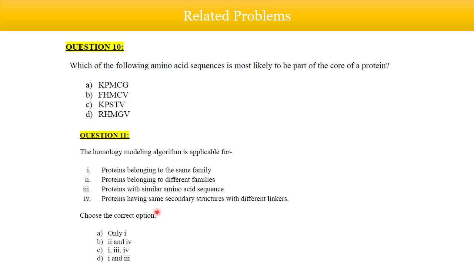The next one, the homology modeling algorithm is applicable for proteins belonging to the same family, proteins belonging to different families, proteins with similar amino acid sequence, proteins having same secondary structures with different linkers. Very interesting question. So the homology algorithm will work for which of these?